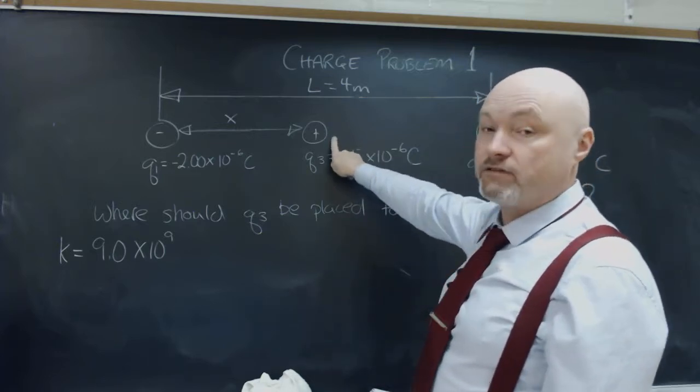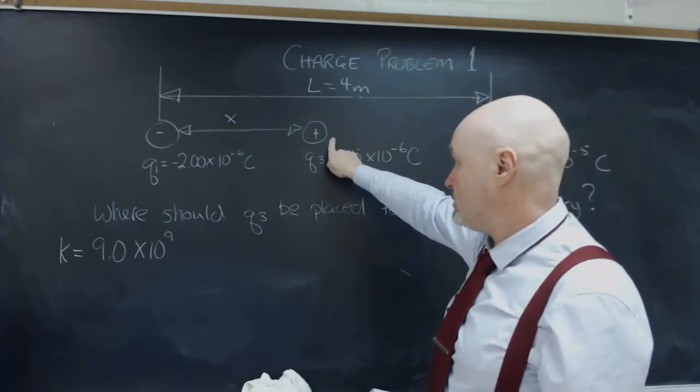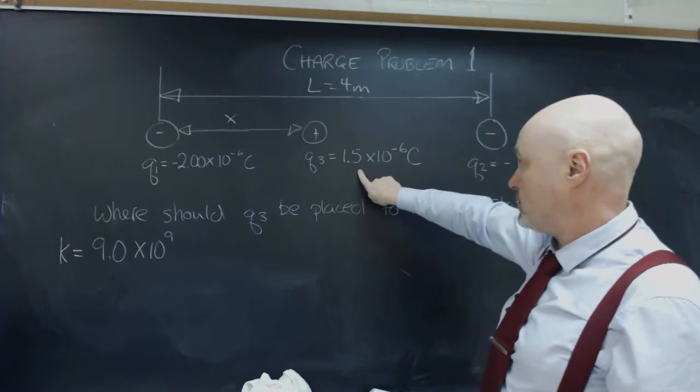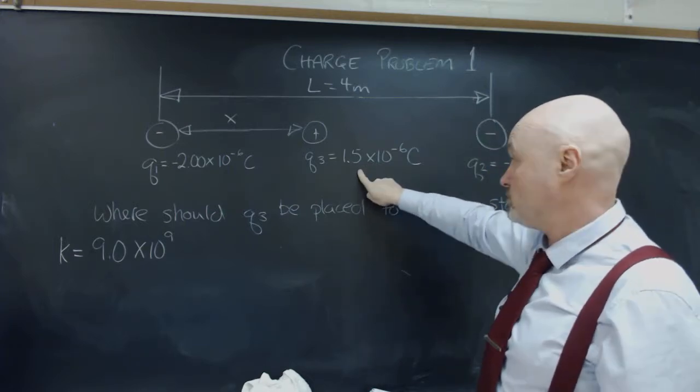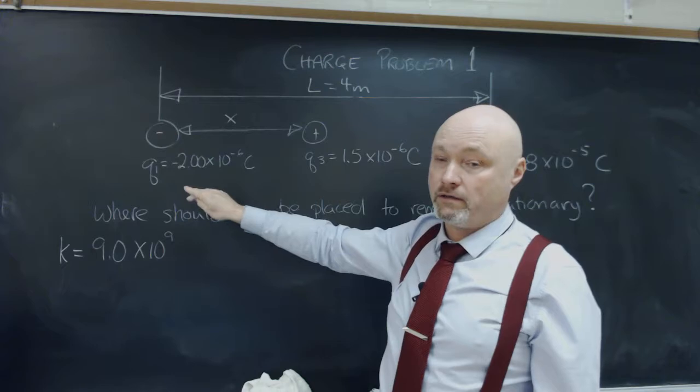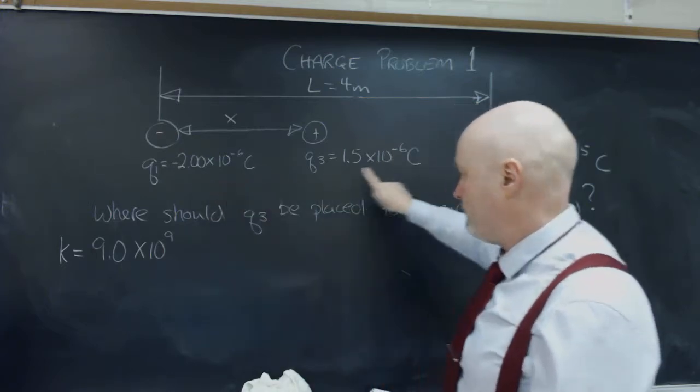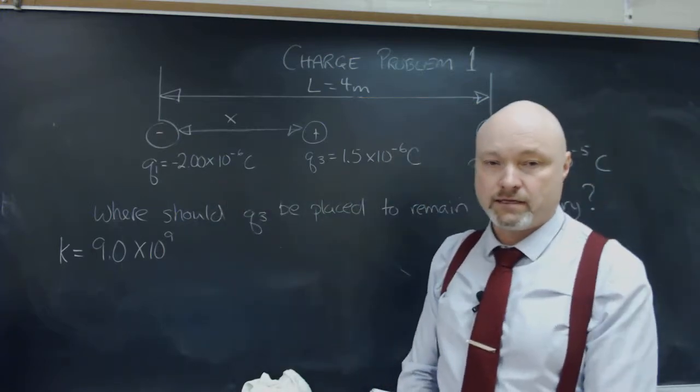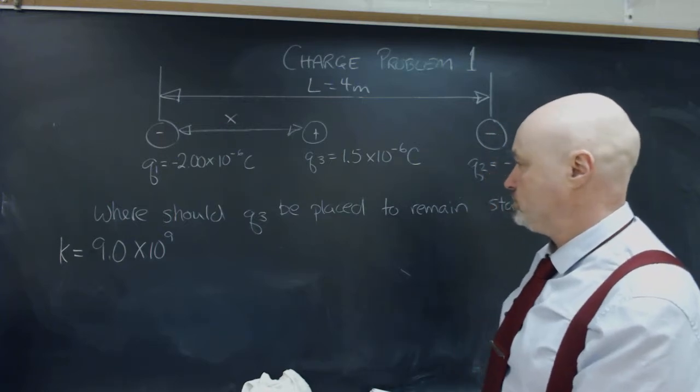We're going to put a positive charge in between these two charges with size 1.5 times 10 to the -6 coulombs. And what we're hoping is that we get it in the spot where the forces exactly balance out and the charge doesn't move. Okay.